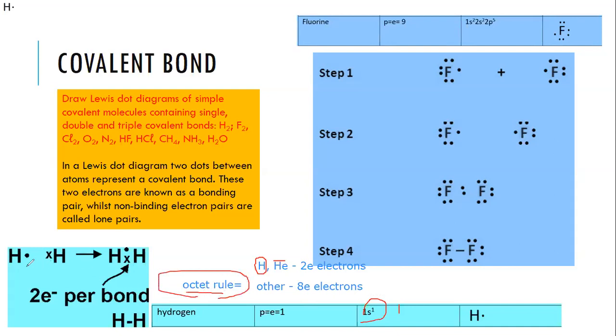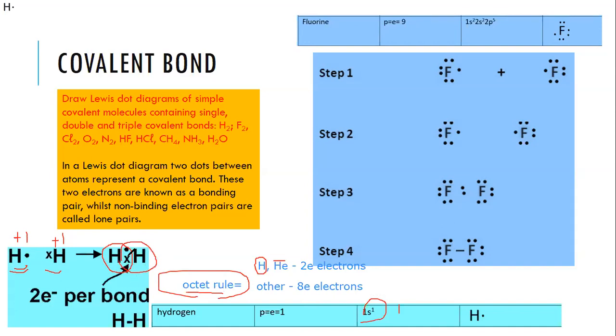So this one needs 1 electron, and this one needs 1 electron from outside. So what do they do? This one cannot give, and this one cannot give either. Both of them want to take, so they just share electrons. Which means that these 2 electrons belong to the one on the left hand side, and at the same time belong to the one on the right hand side.